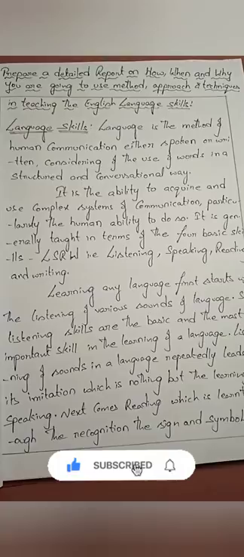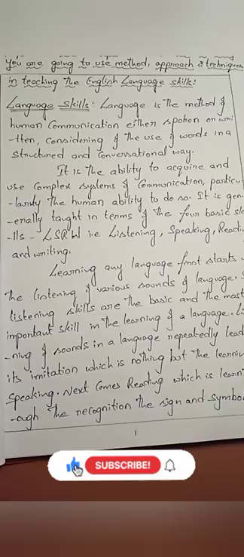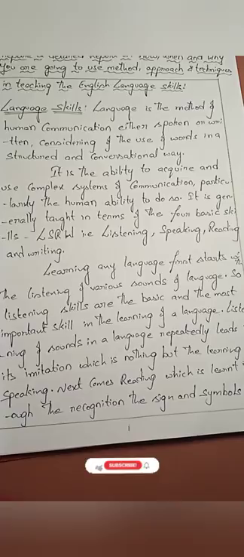Language is a method of human communication, either spoken or written, consisting of the use of words in a structured and conventional way. It is the ability to acquire and use complex systems of communication, particularly the human ability to do so. It is generally thought of in terms of four basic skills: LSRW, that is listening, speaking, reading and writing.